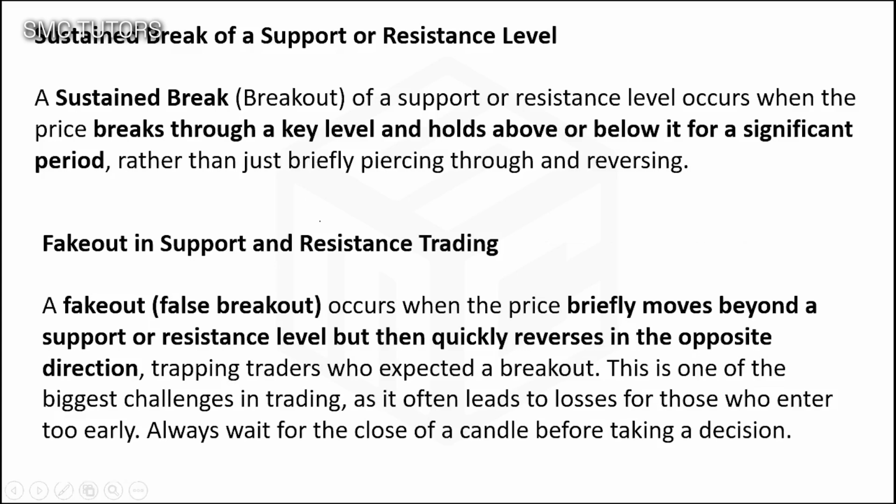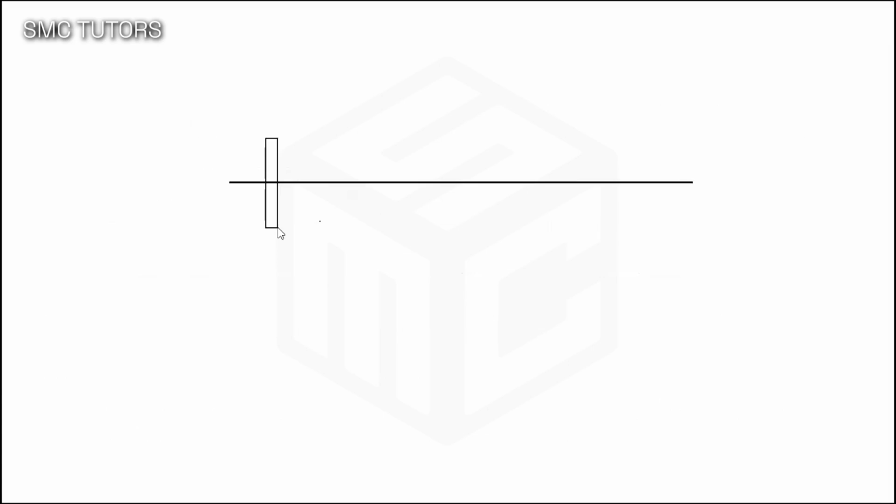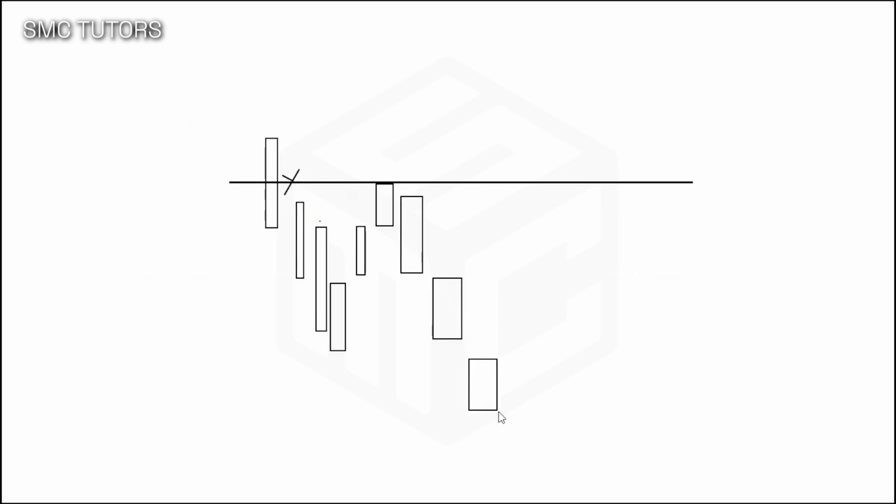Zone flip, where resistance becomes support and support becomes resistance. So a zone flip happens when support becomes resistance or resistance becomes support. It is known as role reversal. Once a support level is broken downwards, this level that was support before now becomes resistance because price is below it. When we get a pullback into the move, price will use that level that was support, and is now resistance, for the market to continue to the downside.